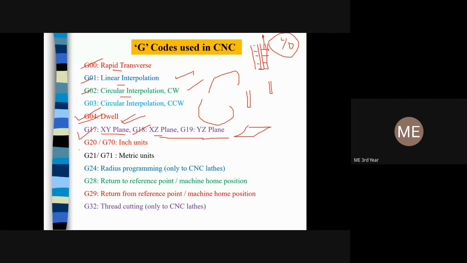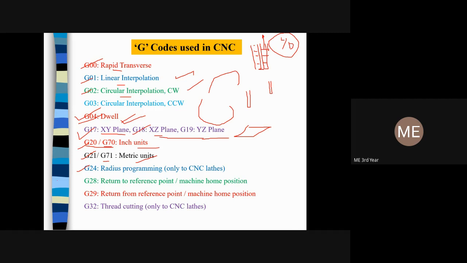Now G20 and G21 are very important. In some books G70 and G71 are also written. G70 is for the inch unit, and G71 is the metric unit. Like that, you can write any from those. G24 is the radius programming, used only in CNC lathe. Some specific codes are also used.